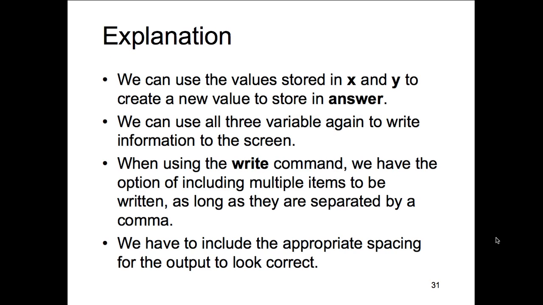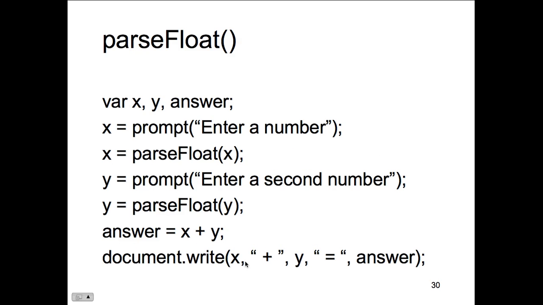So in terms of our explanation, we can use the values stored in x and y and create a new variable and store it in the word answer, which is another variable, and we can use all three of them together. We don't have to. We can use the write command as well, and we have the option of including multiple items that we're going to write out with the write command, separated by commas, and here is where we have the commas.